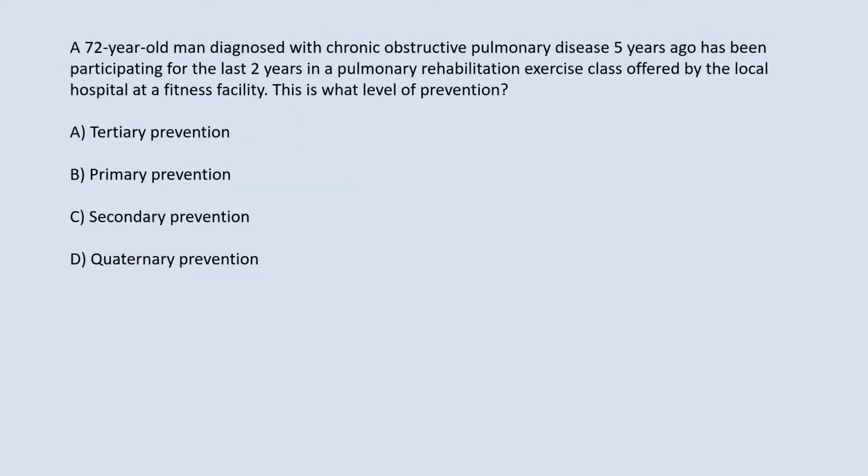A 72-year-old man diagnosed with chronic obstructive pulmonary disease 5 years ago has been participating for the last 2 years in a pulmonary rehabilitation exercise class offered by the local hospital at a fitness facility. This is what level of prevention? A. Tertiary prevention. B. Primary prevention. C. Secondary prevention. D. Quaternary prevention.